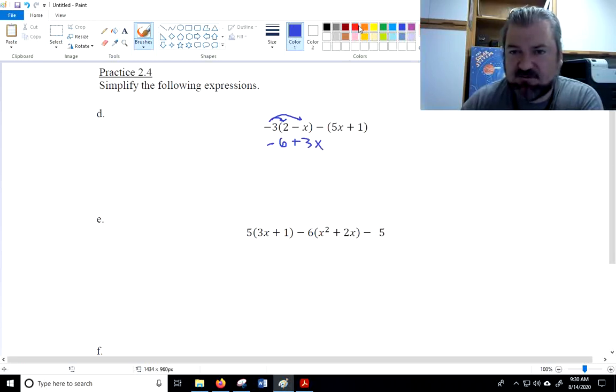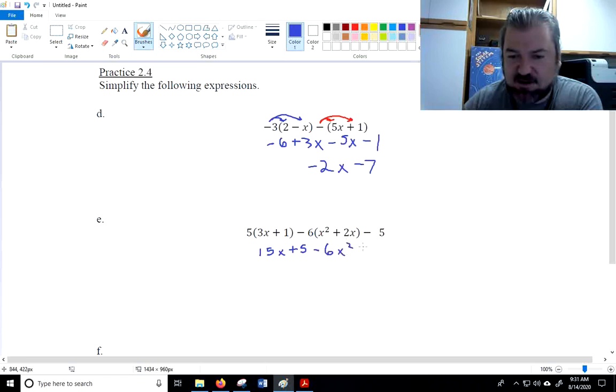Now I have to take care of this negative, and that negative needs to be distributed to both of these, making that a negative 5x minus 1. I'll now combine like terms, and I get negative 2x minus 7. All right, on this next one, we're going to distribute the 5. So it's 15x plus 5. Then the negative 6 becomes negative 6x squared minus 12x, and then minus 5.